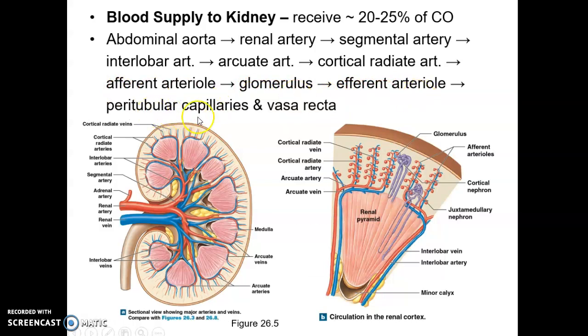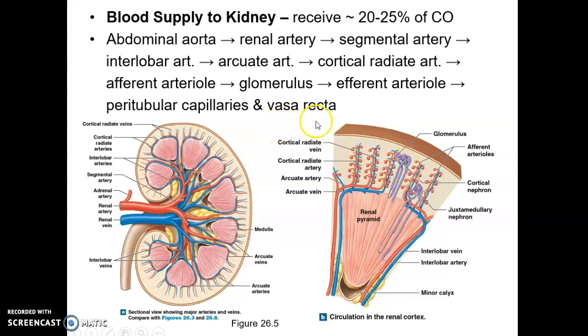Then you get the peritubular capillaries, which we don't have shown here, but I will show you them. And they're called peritubular because they're blood capillaries that wrap around the nephron tubule, which is in purple here.